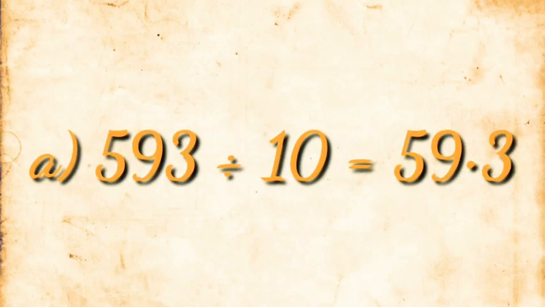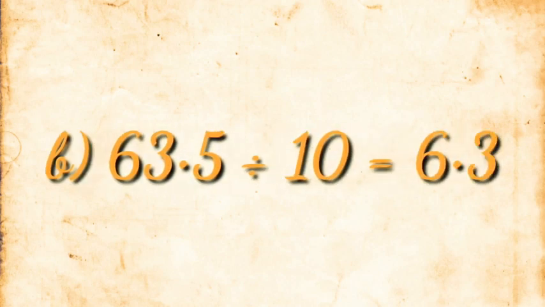For example, 593 divided by 10. Here the divisor is 10, and how many zeros are there with 1? 1. This means the decimal will be shifted to the left. How many places? 1 place only. So as 593 was there, the decimal will be shifted here, giving 59.3. So the final answer will be 59.3.